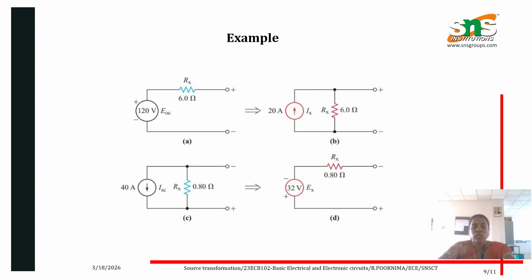And note down the polarities. In the first, the polarity is denoted as plus minus, and the current direction is according to the arrow mark. In the second example, the current direction is downward, so it is marked as polarity minus plus. When we are solving problems, we need to check these polarities and current directions to avoid errors.